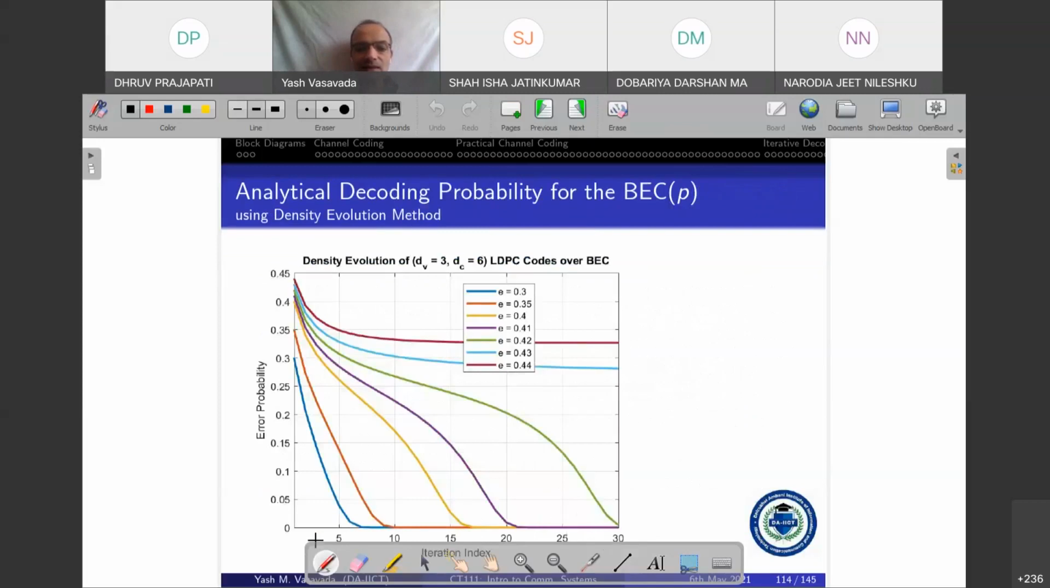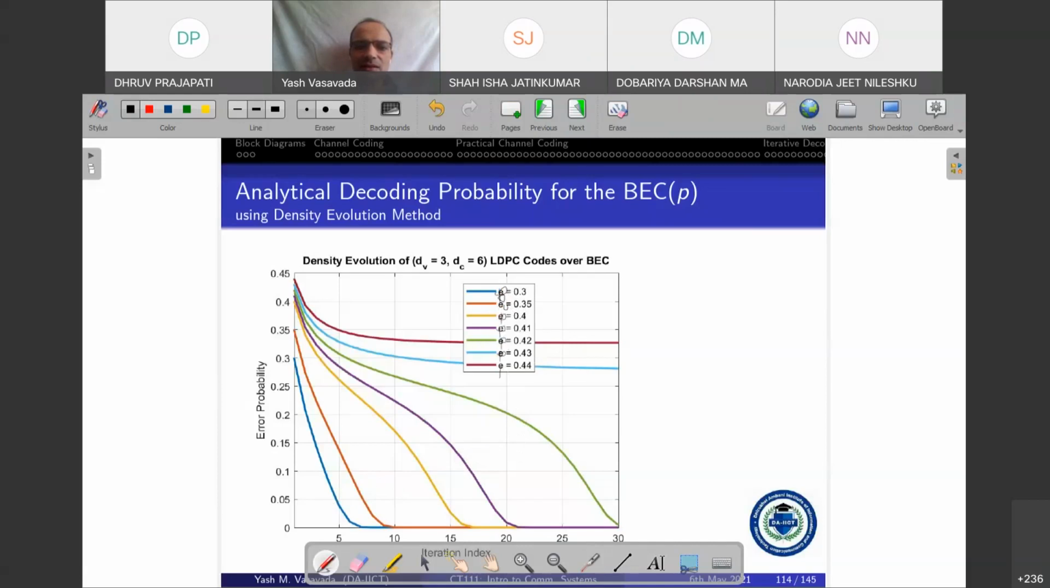So in this one, the x-axis is the T value, the iteration index. It starts from 0 and then it goes up to 30 in this case. And then what are these different charts? They are for different values of P, the binary eraser channel probability. So this actually I should call E0 instead of E. And maybe I should have just called it P of binary eraser. So all of these E values are actually nothing but P values.